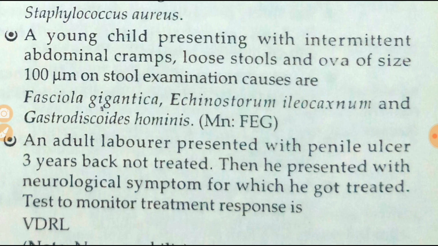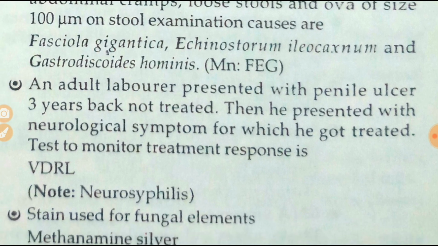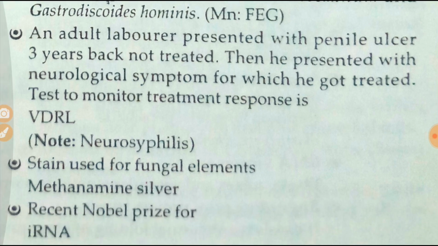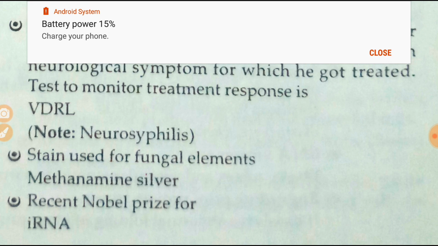Next, an adult laborer presented with a penile ulcer 3 years back that was not treated, then presented with neurological symptoms, for which he got treated. The test to monitor treatment response is the VDRL test, that means neurosyphilis. The most sensitive is FTA-ABS, and for treatment response it is VDRL. VDRL is not a confirmatory test for syphilis. A stain used for fungal elements is methenamine silver.